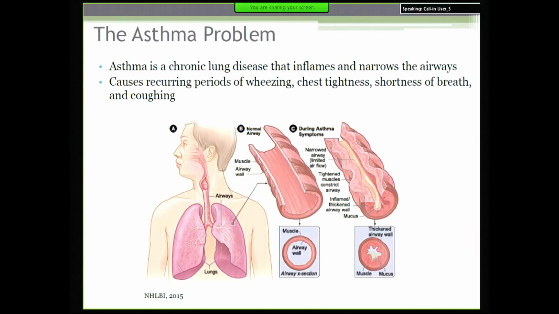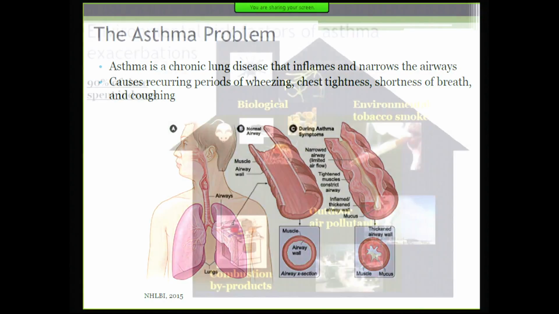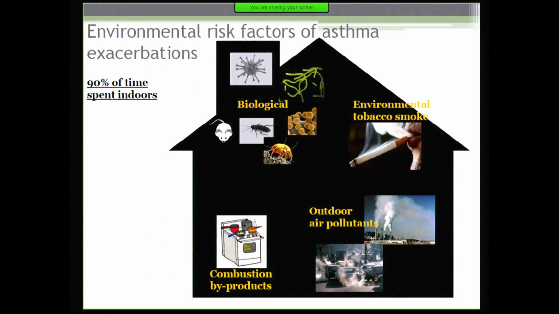Quickly, asthma is a chronic lung disease that inflames and narrows the airways. It causes wheezing, chest tightness, shortness of breath, and coughing. Prevalence has been increasing in the last 10 years. There are about 20 million people in the U.S. with asthma, and about 7 million children. The highest rates of asthma are recorded in the urban poor. Although we don't know what causes asthma, and there is still a lot to be found out, we do know what causes asthma exacerbations. Next slide. A lot of the pollutants that can cause asthma exacerbations can be found indoors.